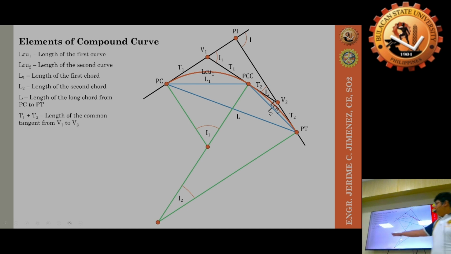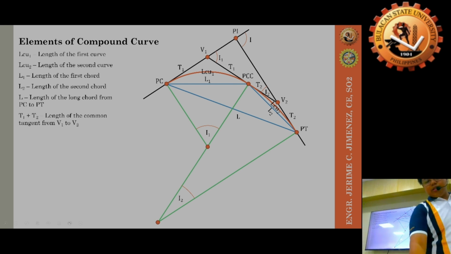Okay. Ito palang T sub 1 tsaka T sub 2, or the common tangent, pwede natin siyang i-rewrite as capital T. Okay? So, therefore, capital T or the common tangent is equal to T sub 1 plus T sub 2. Ito na yung second equation natin. Dalawa lang ang equation natin. Puro addition lang.